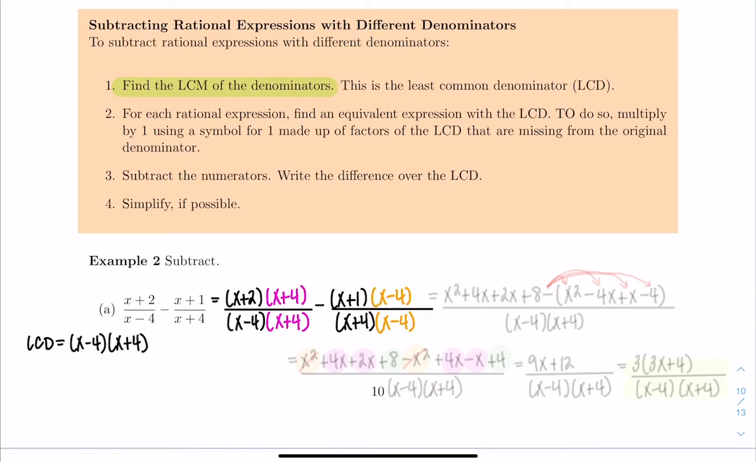What we want to do first, though, is FOIL the numerators. So we end up getting x squared plus 4x plus 2x plus 8. Go ahead and bring the subtraction sign, but put a set of parentheses to FOIL first. And we get x squared minus 4x plus x minus 4. And this whole thing is all over the LCD.